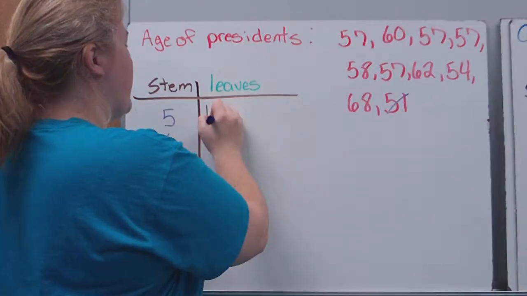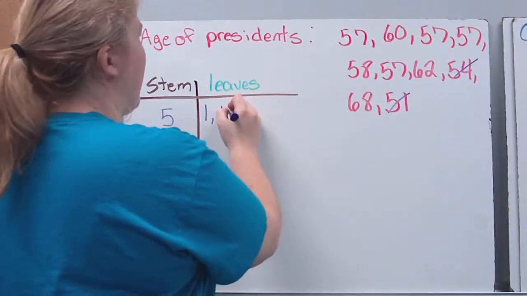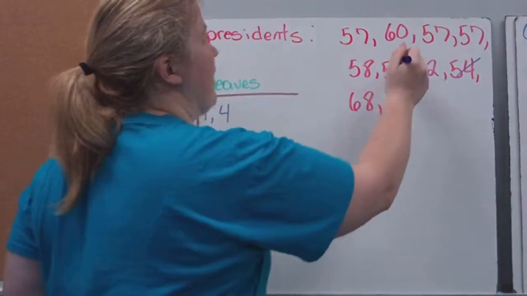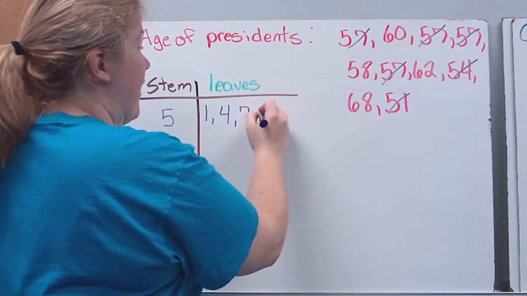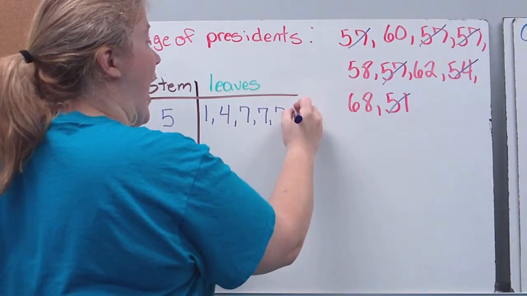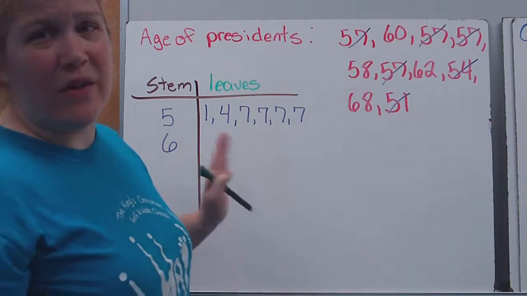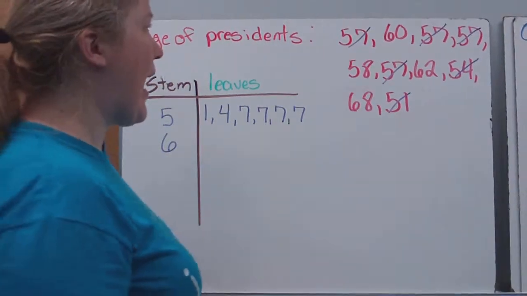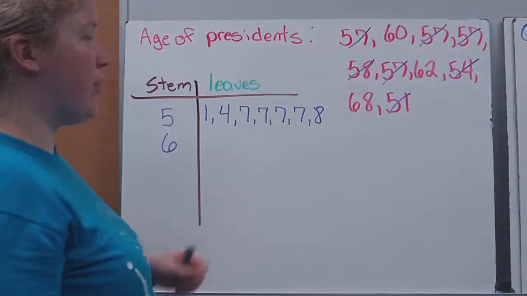So I have a 51, which means I write a 1 in my leaf. A 54, so I'm going to write a 4 in my leaf. Whole bunch of 57s. 1, 2, 3, 4, which means you're writing 7 four different times because you had 4 of them. Don't leave any of them out. Don't say, oh, there was a lot, so I wrote a 7. You want to write one for each digit you have. Then there's a 58. So I'm going to write the 8 there.